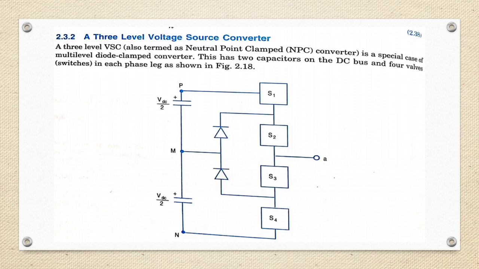Now let us see the 3-level voltage source converter. The 3-level voltage source converter, also called the neutral point clamped NPC converter, is a special case of the multi-level diode clamp converter. This will have 2 capacitors on the DC bus and 4 valves in each leg, as shown in the figure. So there are 2 clamping diodes in each phase. Although the number of switches is doubled, the voltage rating is halved.